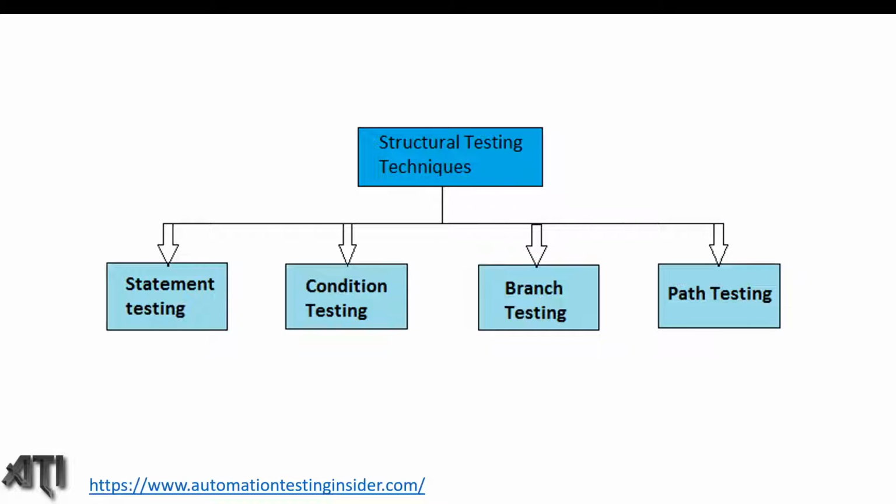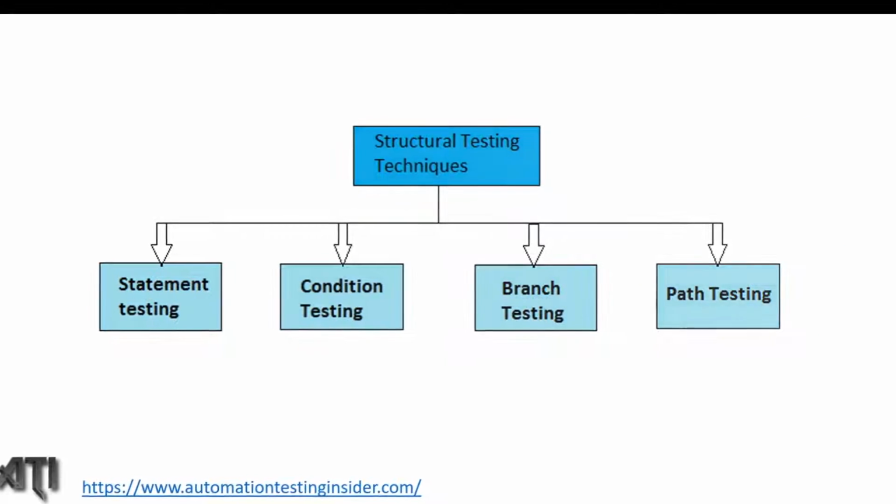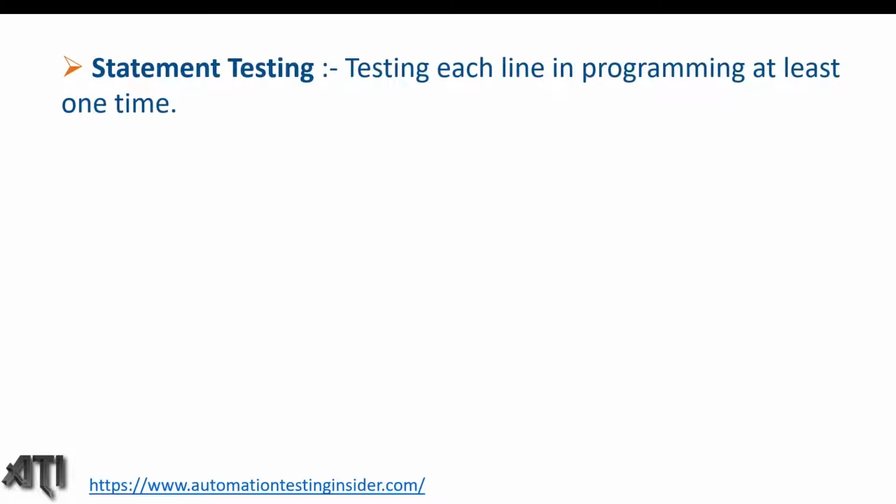So these are the 4 types, guys. We have statement, condition, branch, and path. These are all related to the internal structure of the coding, guys, the internal structure of the program. So what do you mean by statement testing? Testing each line in a program at least one time.